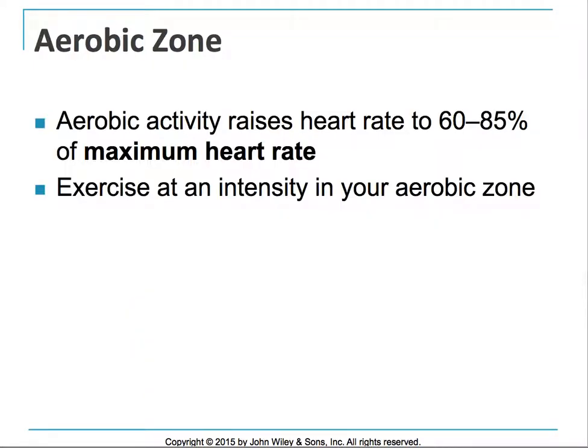The aerobic zone. You might hear this when people are talking about vigorous physical activity. Now, in order to be in the aerobic zone, an aerobic activity must raise your heart rate to 60 to 85% of its maximum. To get the maximum benefit from an exercise that you're doing, you want to exercise at an intensity that puts your heart rate in that aerobic zone, in that 60 to 85% of its maximum.